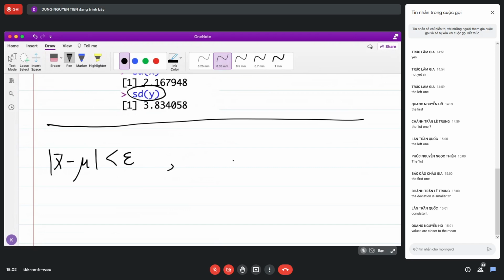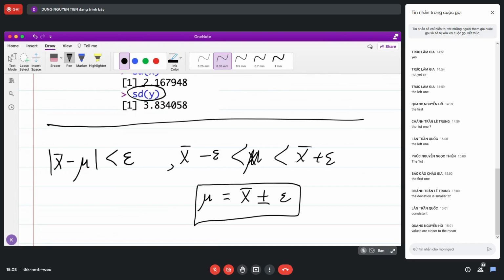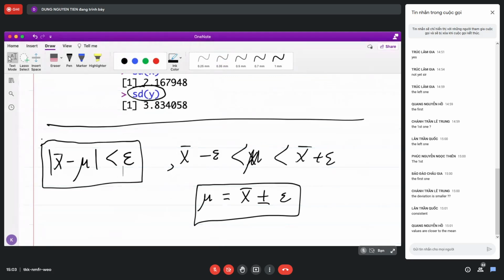So I may say that mu is greater than x bar minus epsilon and less than x bar plus epsilon. Or you can use a shorter notation, mu equals x bar plus or minus epsilon. Do you understand? This is what you expect: the absolute value of x bar minus mu is less than epsilon. Do you think so? Is that clear, everybody?